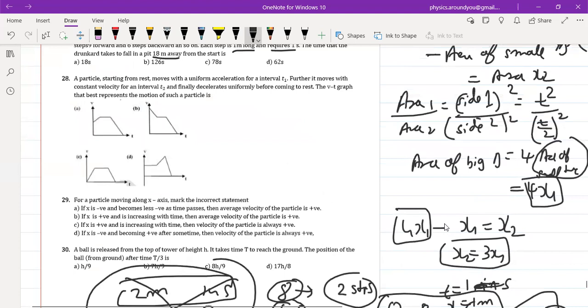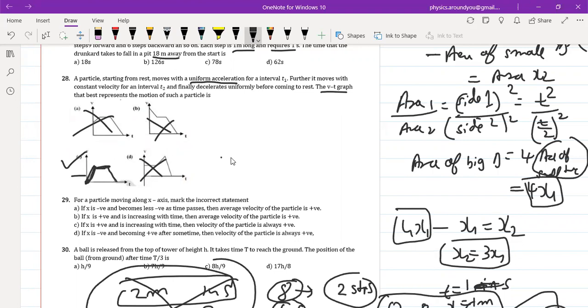28th question. A particle starts from rest, and what is the relevant v-t graph? Rest, so v should be 0. The only graph where v is 0 initially is this one. The rest all have some non-zero value. It moves at uniform acceleration, so yeah, speed is increasing. It remains constant for some time and then it slows down.